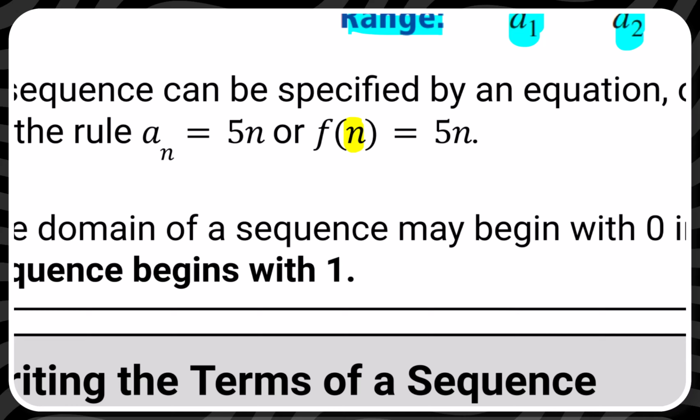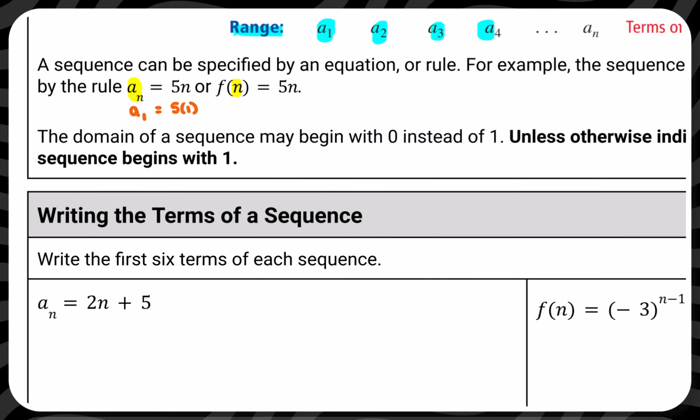Or you can write it using sequence notation. This is generic for any term in the sequence. So if you wanted the first term, you would say a sub 1, and then if you plug it in, it should tell you 5 times 1 gives you 5, which is the first term of the sequence. So unless it says otherwise, we're going to assume that your sequence begins with 1. But I do want you to be aware that the domain could start with 0 instead of 1. But typically, it does begin with 1.